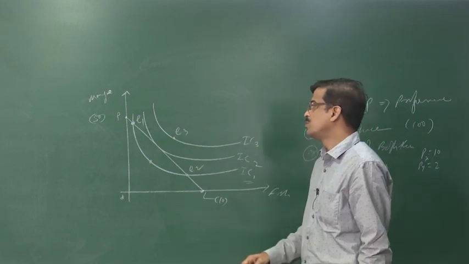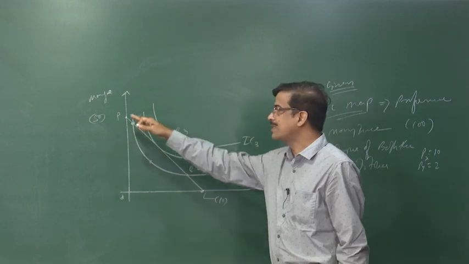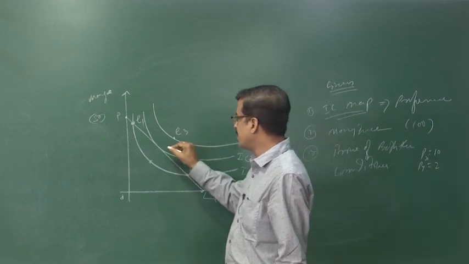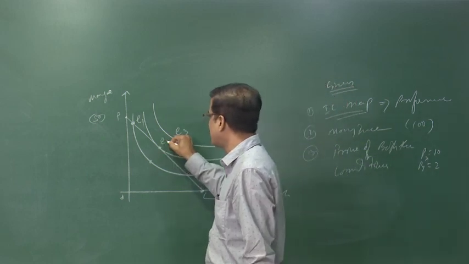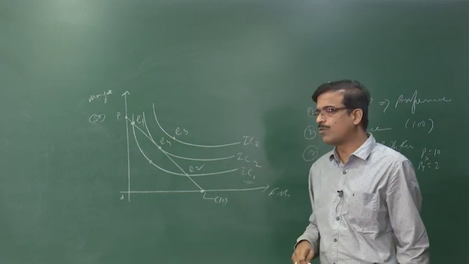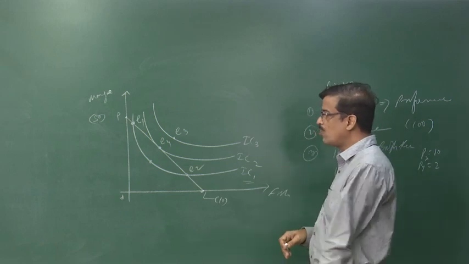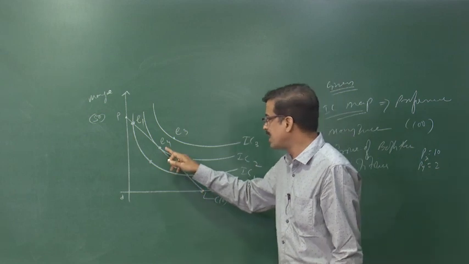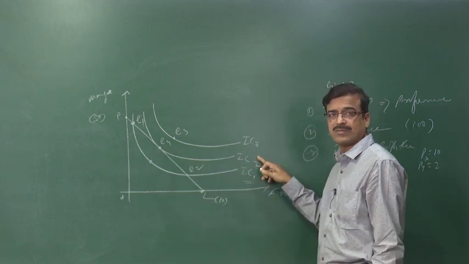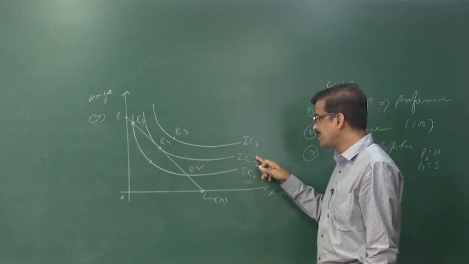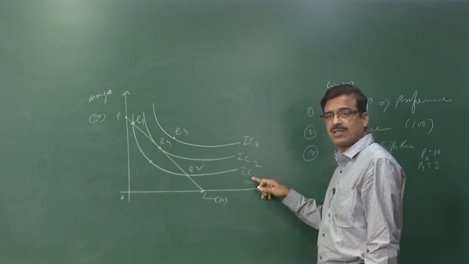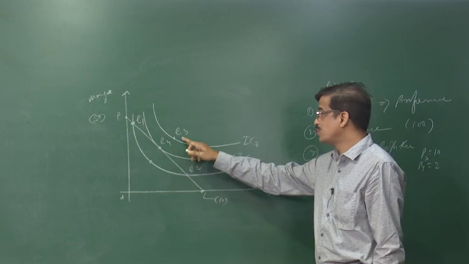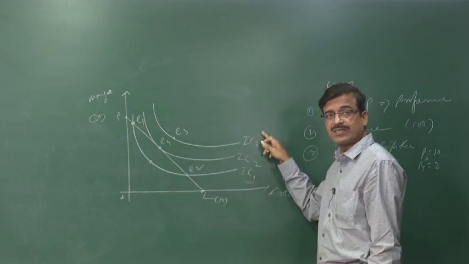Then what to do? We have to move along the price line. While you move along the price line, mark a point, let us say E4. At the point E4, it provides more satisfaction as compared to E1 and E2. Why is it so? Because it lies on the upper indifference curve. IC2 provides better satisfaction than IC1, but obviously E3 provides more satisfaction than E4, which lies on a further higher indifference curve.